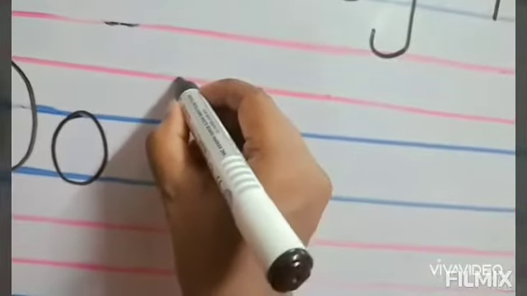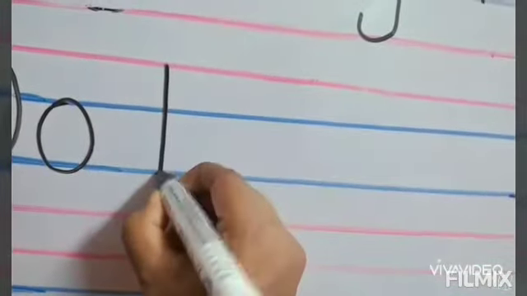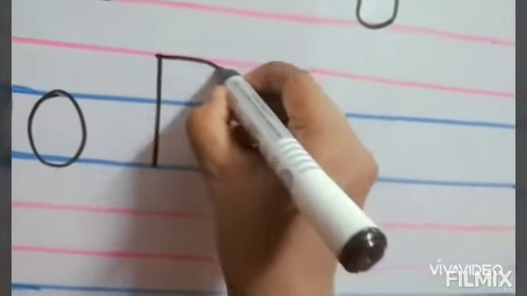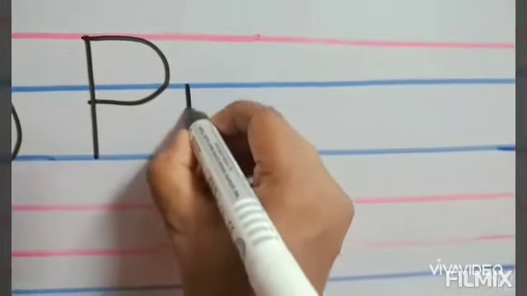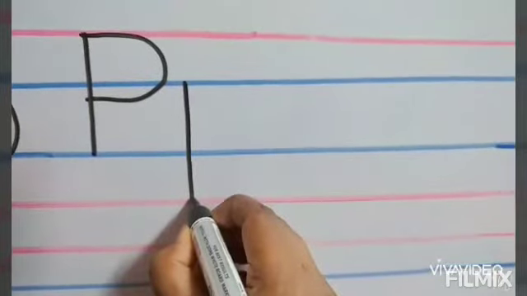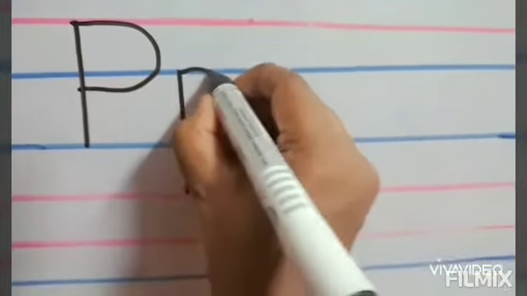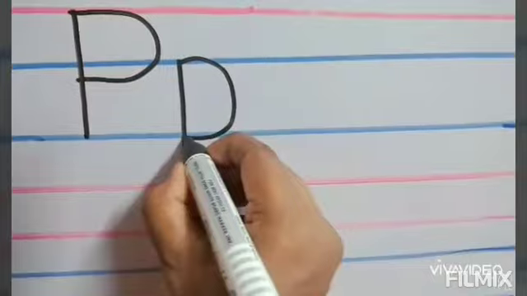Okay, now P. Write capital P. I told you, you need to start from the top, use only top three lines. Now for small p you need to go down and touch the down red line. Now write a close curve.